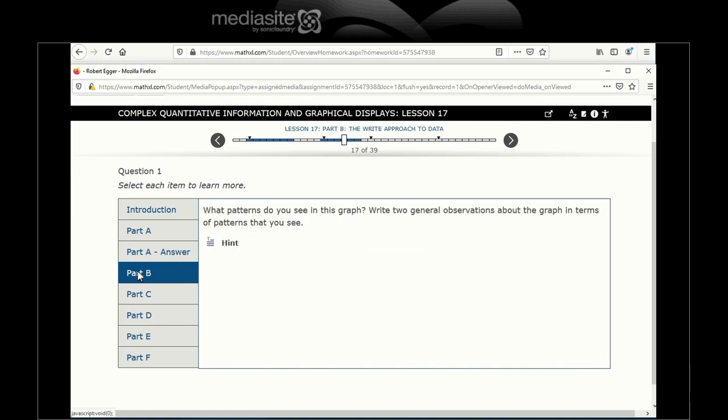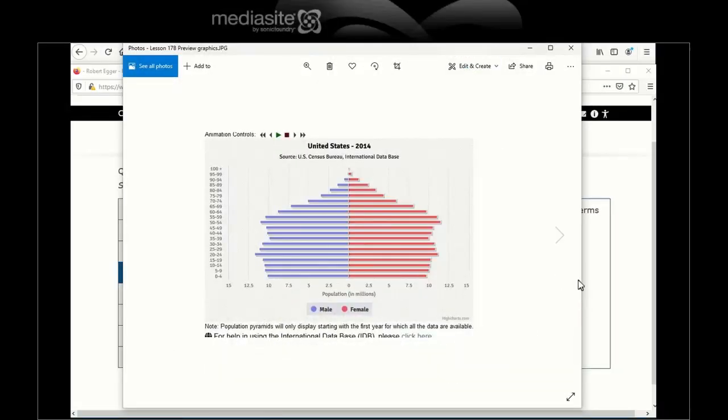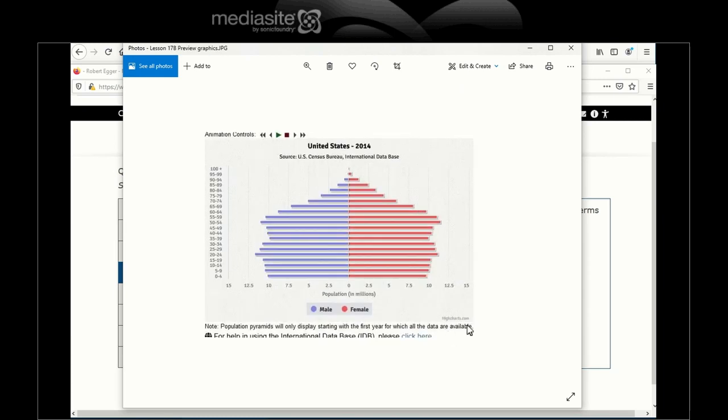So part B, here's what you do. What patterns do you see in the graph? Write 2 general observations about the graphs in terms of patterns that you see. Interesting. All right, so let's see. What do we know? What we looked at earlier. One observation: pretty much even population. It looks like it'd be about a 50-50 split overall.